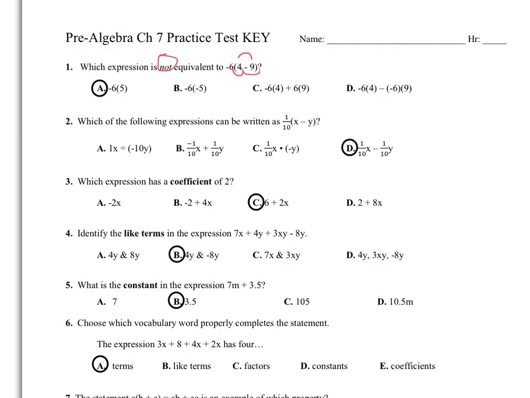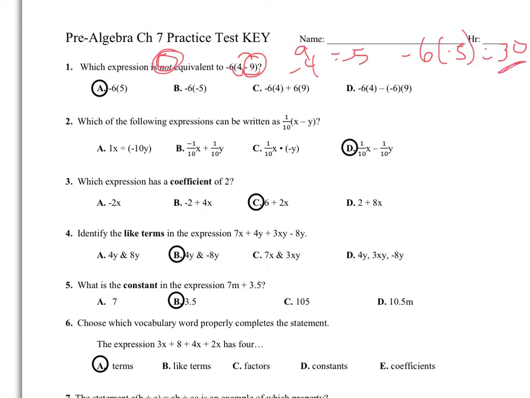Signs are different, so find the difference. 9 minus 4 equals 5. I have more negatives, so it's a negative 5. So then we have negative 6 times negative 5, which equals a positive 30. So we want to find which is not equal to a positive 30.